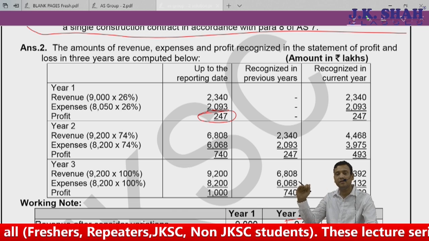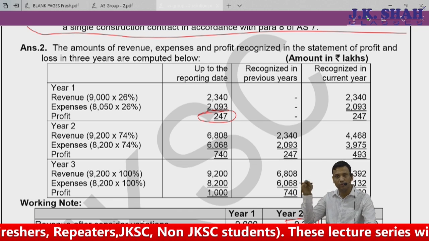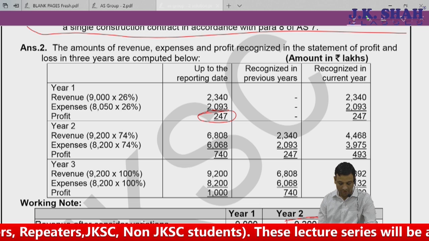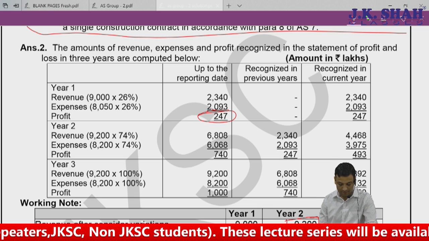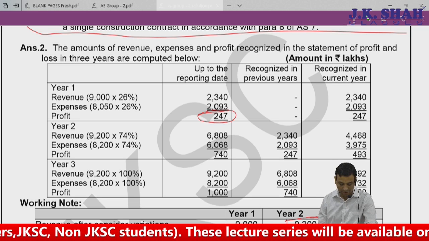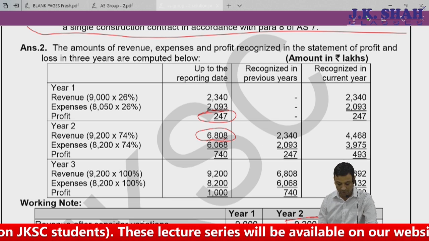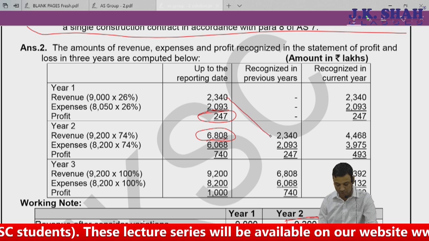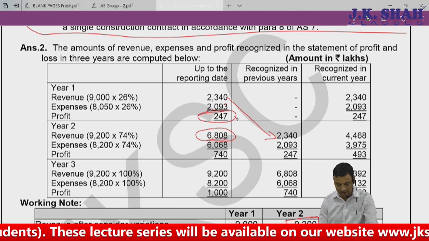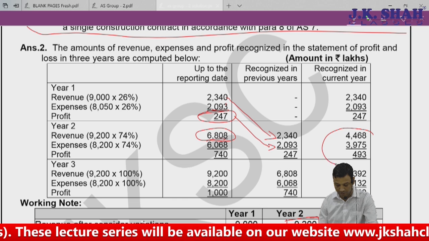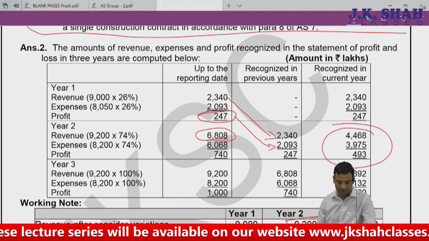We can prepare that table also. Year 1, year 2, year 3. This is just a way of presentation. You may just go through it. Out of this 6808 is nothing but revenue for 2 years. From that, revenue of previous year is to be deducted. Cost of previous year is to be deducted. So I get revenue for the current year and profit for the current year.